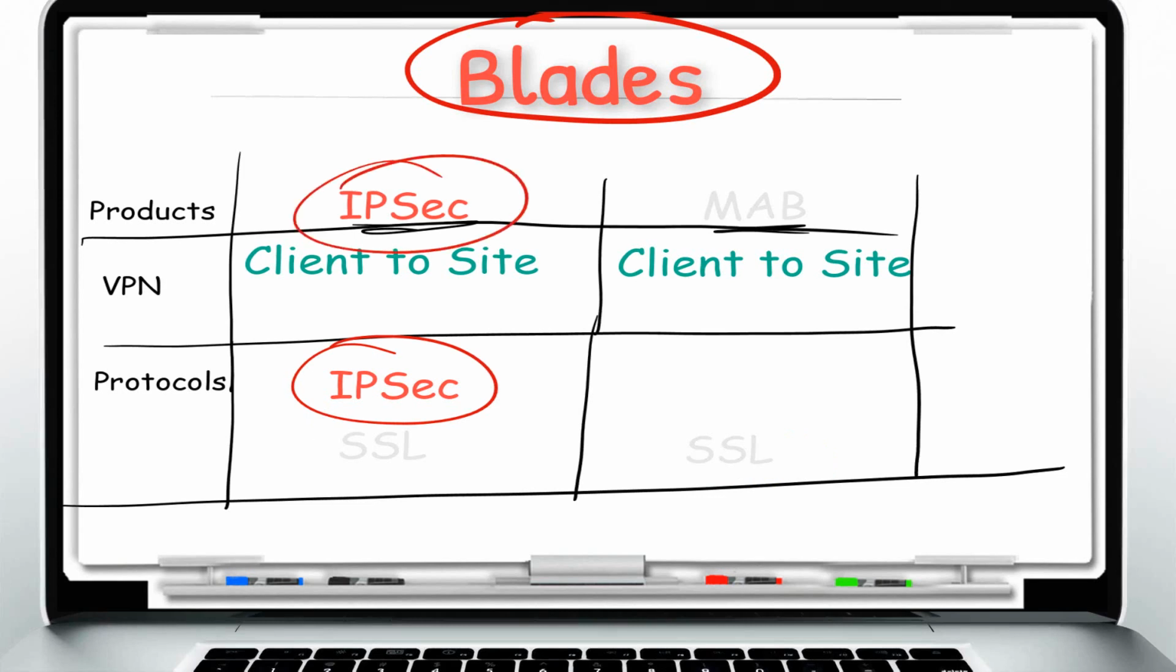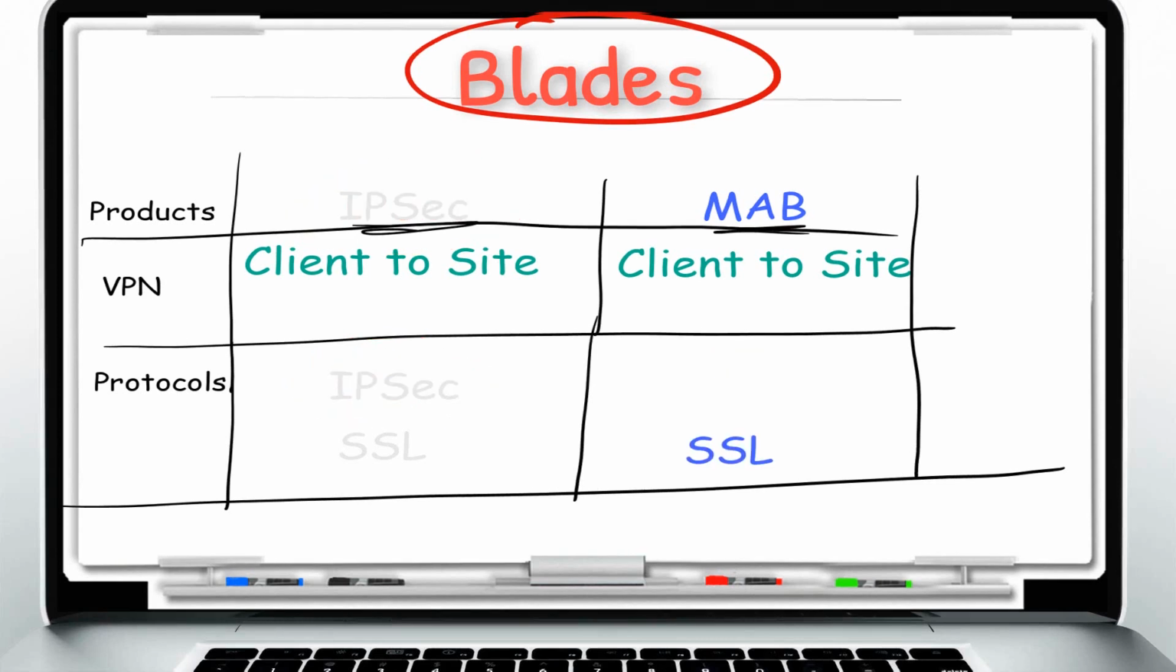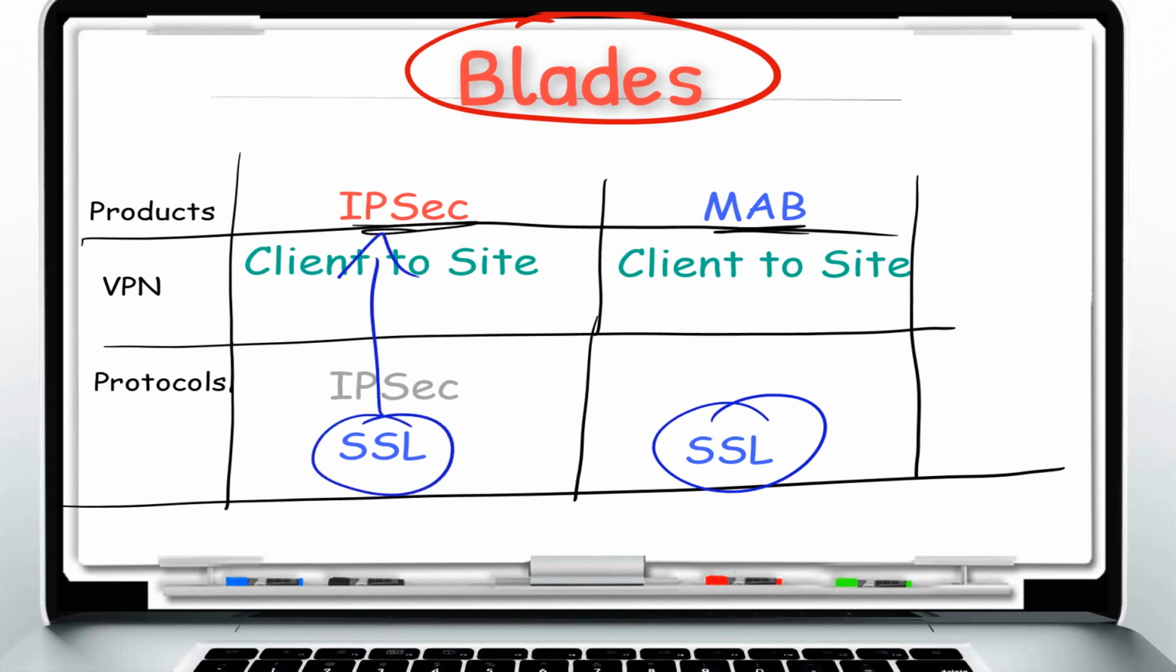Because the Mobile Access blade does not support IPsec protocols, Mobile Access blade only supports SSL protocols. If you want to use SSL protocols, then you can use either the IPsec VPN blade or the Mobile Access VPN blade. Both of the blades will support SSL protocols. But even though they both support SSL protocols, there are different implementations of how they support SSL protocols. We will see that later on in this video.